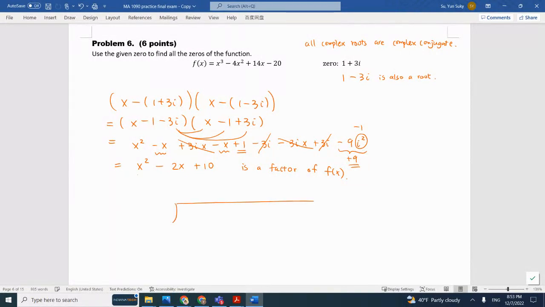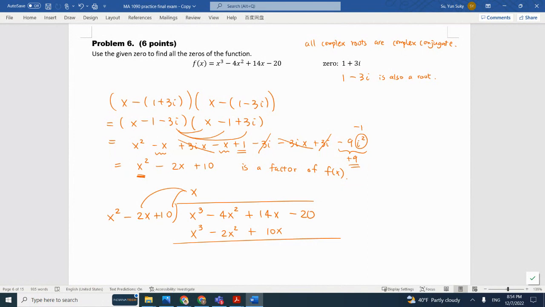We can use long division. Because this is a degree 2, we cannot use synthetic division. So long division. So x cubed minus 4x squared plus 14x minus 20 divided by x squared minus 2x plus 10. Make sure you order from the highest term to the constant term. Okay, so here x times x squared, we get x cubed. Okay, x times negative 2x is negative 2x squared. X times 10 is 10x.